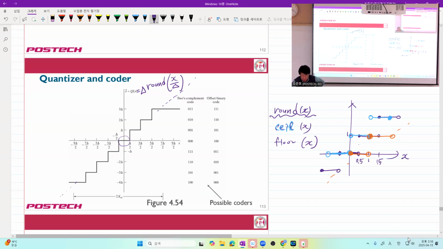See that here? So you have 5 delta over 2. Something's different, right? Here you have a flattened region. Why do we have that? Because usually, how many levels do we have? When we assign bits, even numbers. But if we use round, what happens?